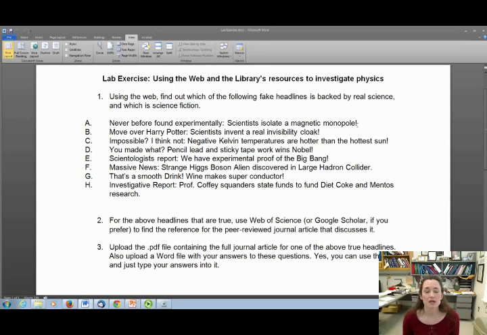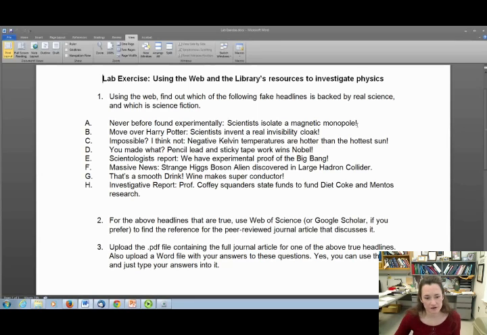Now what you can do is go through and do searches on the web, just regular Google or whatever, and see if you can find anything about this. Once you figure out, based on the web, whether you think it's true or not, what I want you to do is then use Web of Science or Google Scholar if you prefer, I really don't care, to find the reference for the peer-reviewed journal article that discusses it. All right? So I want you to find the actual reference.